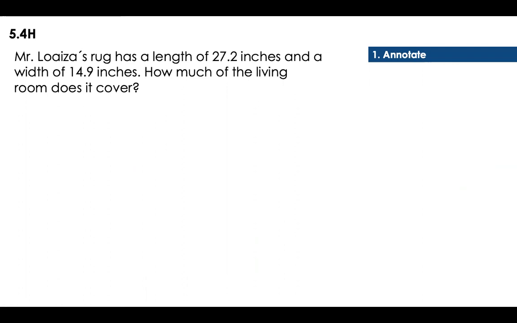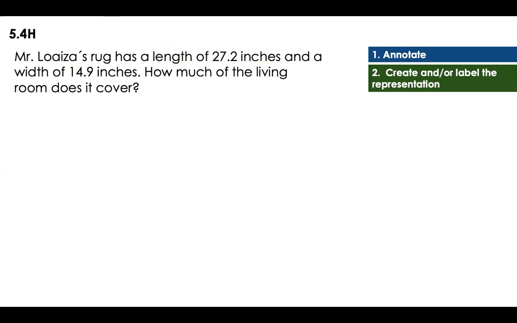So now that I finish reading, I'm gonna annotate. This is my first part, that is the length of 27 and 2. My second part, that is the width. So if it's a rug, and they're giving me the length and the width, I'm assuming that it's a rectangular rug. So how much of the living room does it cover? The word cover is the one that is telling me that I'm going to be talking about area.